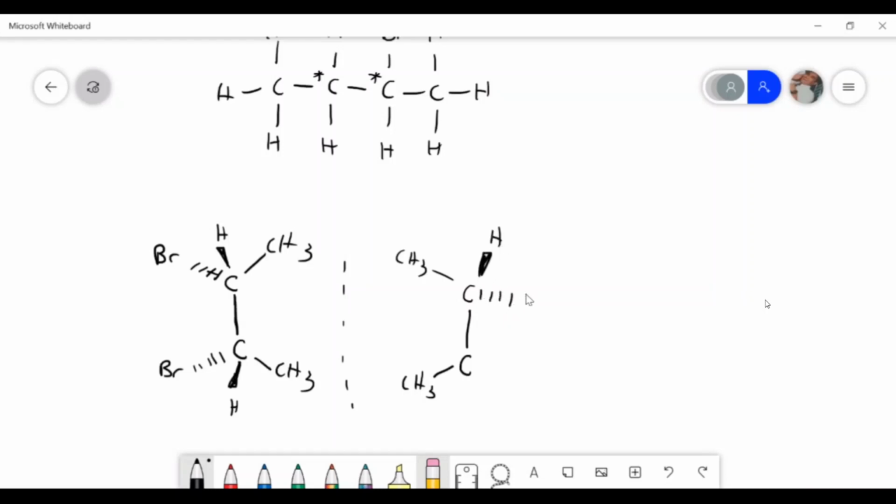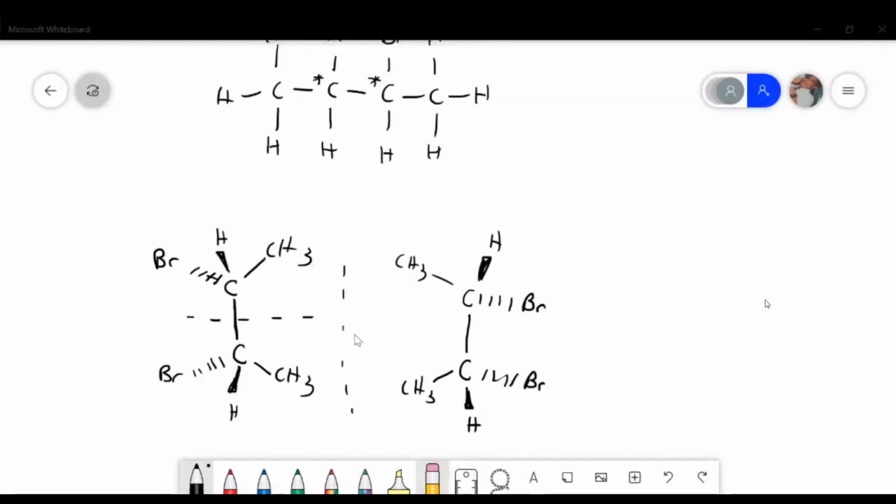Here, and there's a Br here. We go Br and H. Now, we already have a problem here because if we look at this molecule carefully, we realize that there's a plane of symmetry about this axis. And we know that in order for a molecule to be chiral, you can't have a plane of symmetry. The only condition for chirality is not having a plane of symmetry. And because this has a plane of symmetry, it is not chiral.